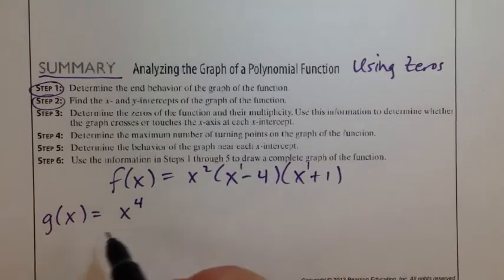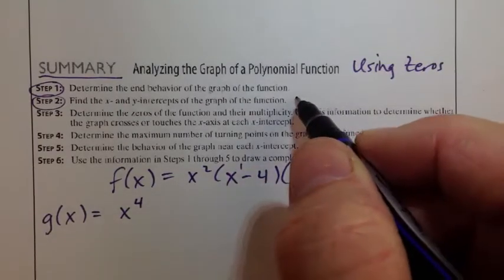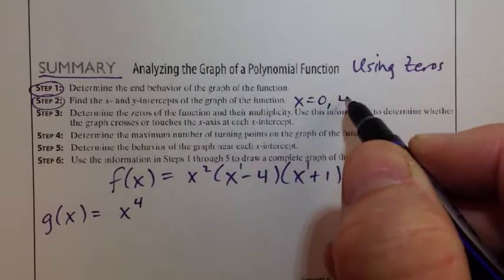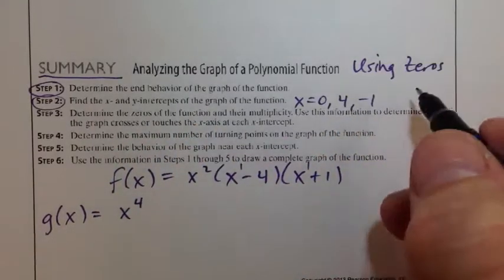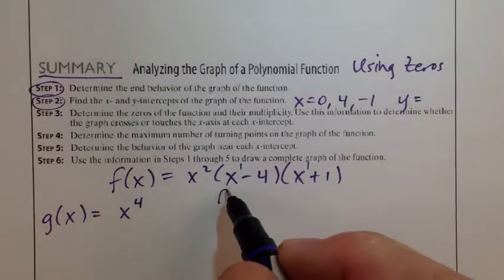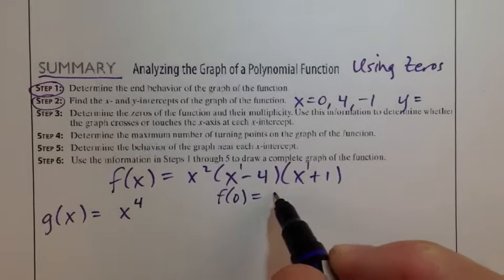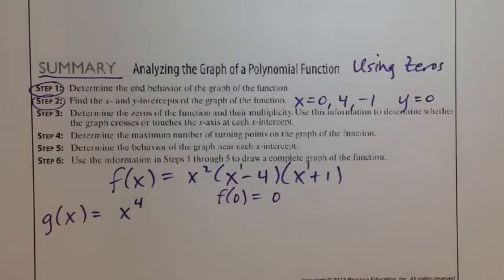Step 2 would be to find the intercepts. The x-intercepts would be x equals 0, 4, and negative 1, that you can see by just setting each of the factors equal to 0. And the y-intercept, if we let x equal 0, would be f of 0 would equal 0 times anything, and that's just going to be 0. So we have an x-intercept of 0, but also a y-intercept of 0. Those are the x and y-intercepts.